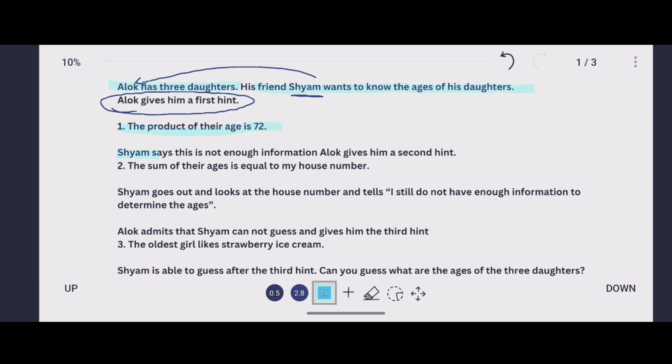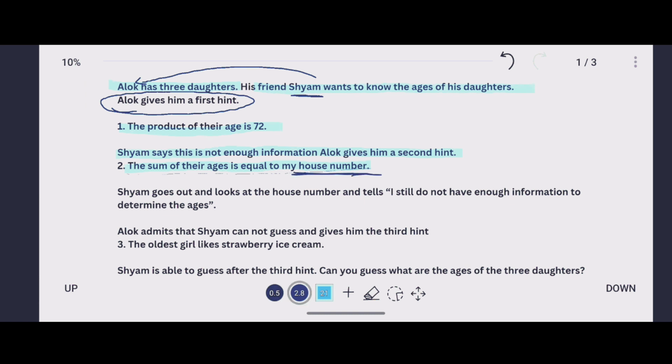Now, Sham says this is not enough information, so Alok gives him a second hint, right? Because we cannot identify the ages of all the daughters on the basis of the product of their ages. So Sham asks for a second hint, and Alok gives him the hint. The sum of their ages is equal to my house number. Okay, so what is the second hint? The second hint is that the sum of the ages of all those three girls is equal to Alok's house number, right?